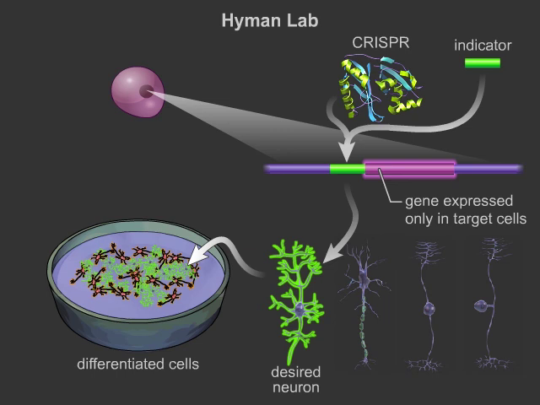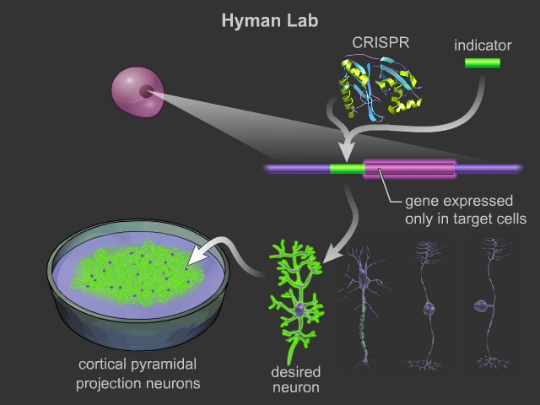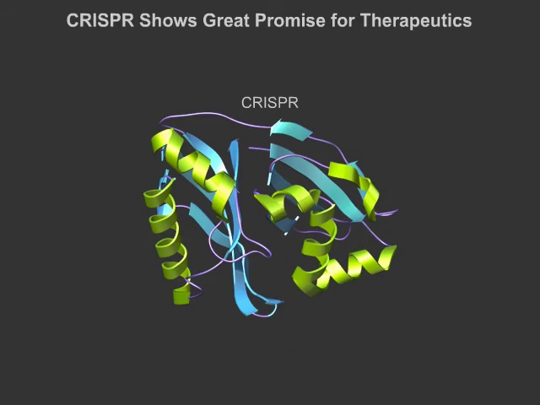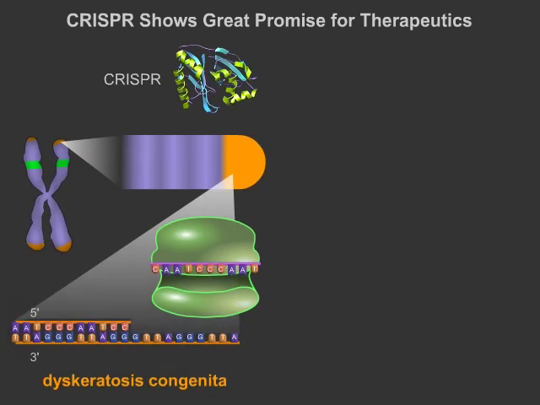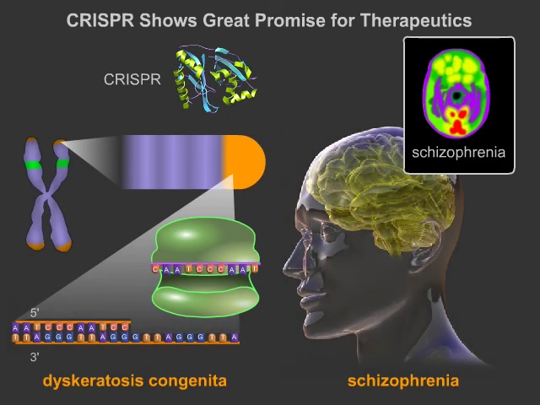This will let us refine our protocols, ultimately giving us a readily available number of cortical pyramidal projection neurons we need. CRISPR genome modification has shown great promise. It works well on a small scale when applied to cell cultures, and it potentially can be scaled up to uncover therapies for dyskeratosis congenita and schizophrenia.